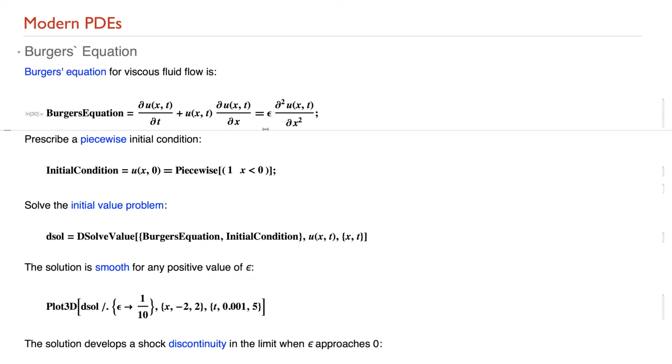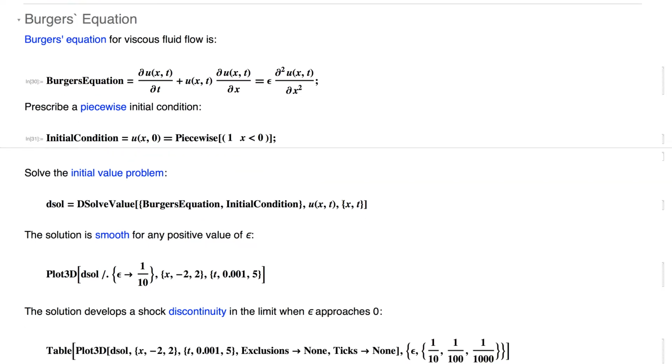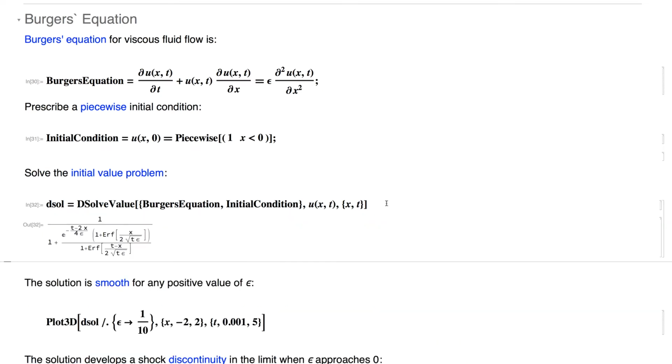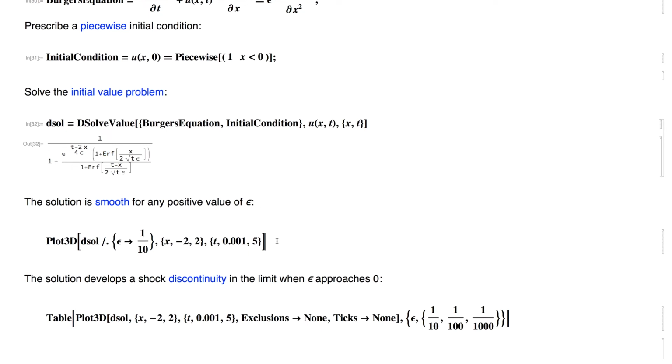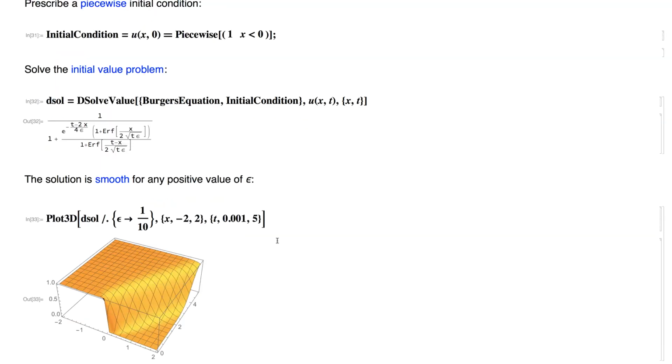So let's see this remarkable solution with some piecewise data over here. And when you solve with DSolve, in fact I'm using DSolveValue over here because that's a little easier to look at in terms of solutions. The solution comes from a rather difficult integration, but the error function over here, the Erf, tells you that we really have a heat equation kind of solution. And the nice thing is that this solution is smooth for any positive value of epsilon.